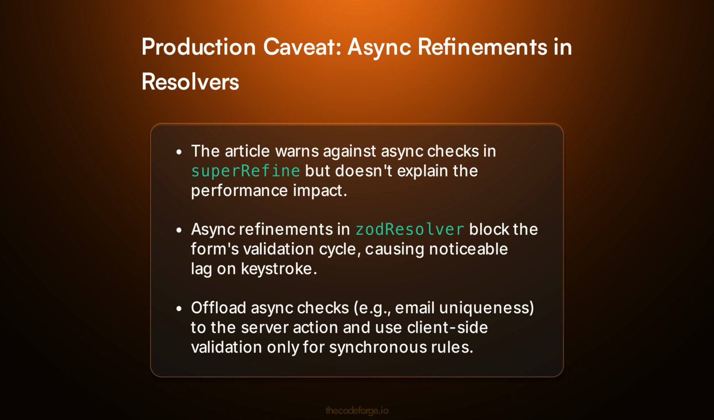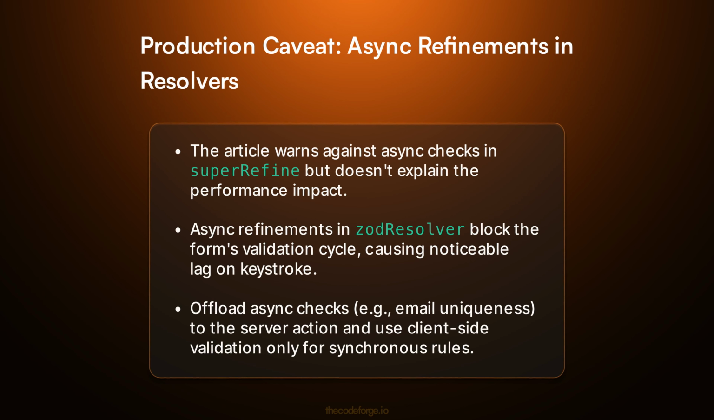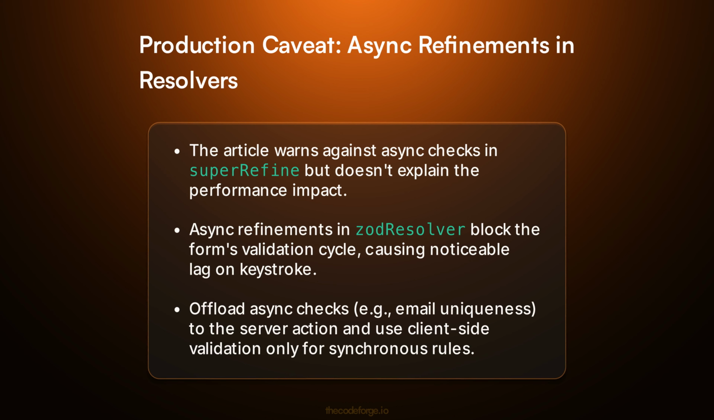The article warns against async checks in Superfine, but doesn't explain the performance impact. Async refinements in the Zod resolver block the form's validation cycle, causing noticeable lag on keystroke. Offload async checks, e.g., email uniqueness, to the server action and use client-side validation only for synchronous rules.